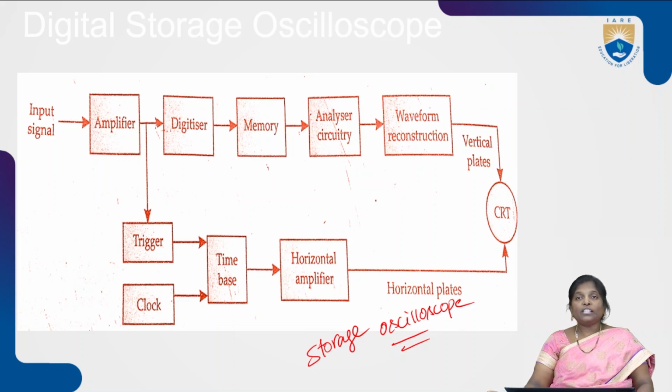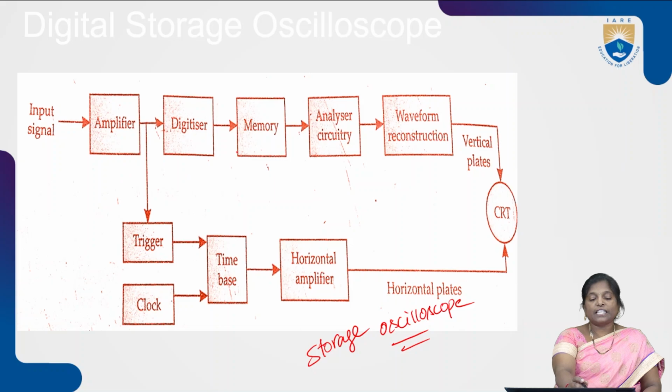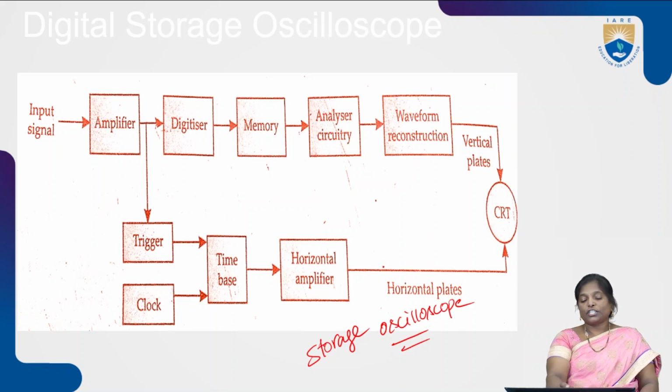But coming to the digital storage oscilloscope, as the name indicates, it can store the data depending upon our requirement, and whenever we want to retrieve the data, we can retrieve it from the screen. The main blocks of the digital storage oscilloscope are amplifier, digitizer, memory unit, analyzer circuit, waveform reconstruction, horizontal amplifier, time-base generator, and trigger and clock circuit.